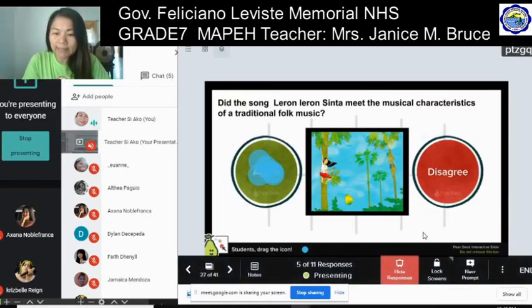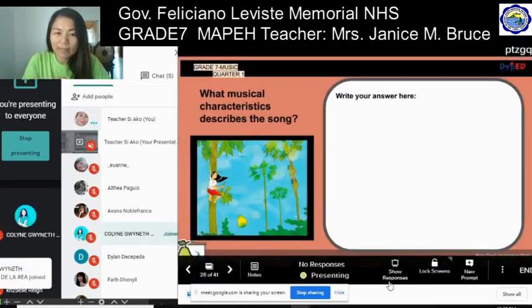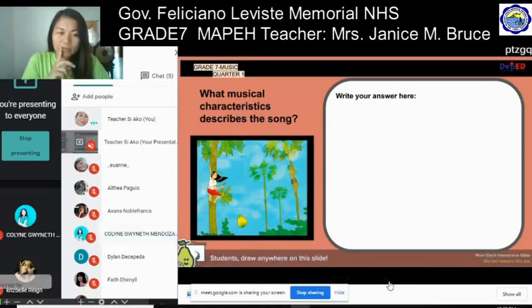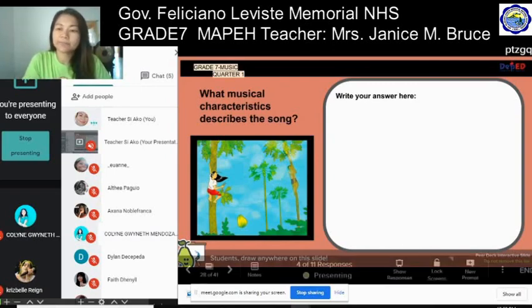And if it did, what musical characteristics can you give? So why don't you write your answer on the board? We have 9 musical characteristics, and which of those you think should be written? Something that describes the Leron Leron Sinta.